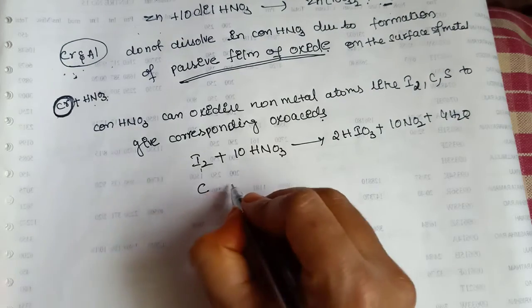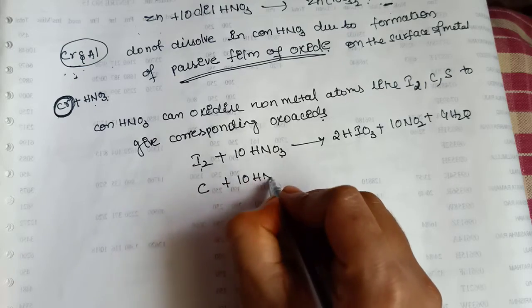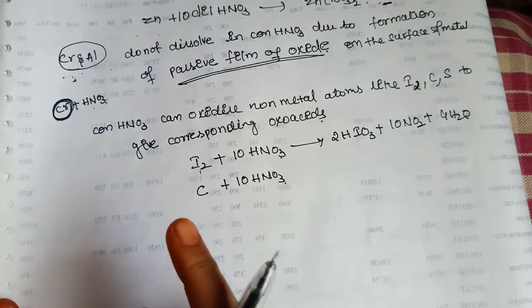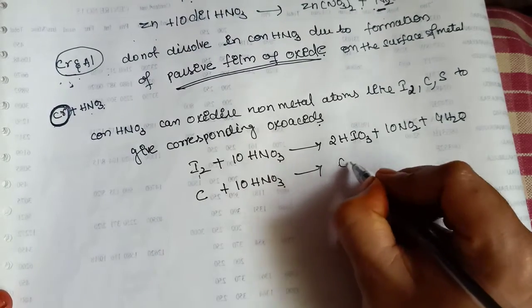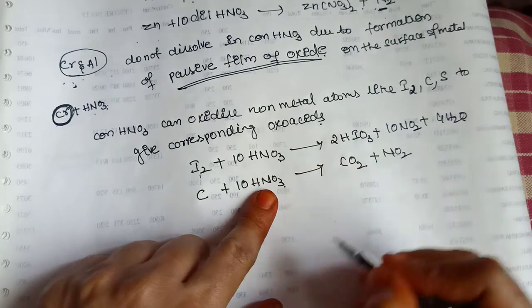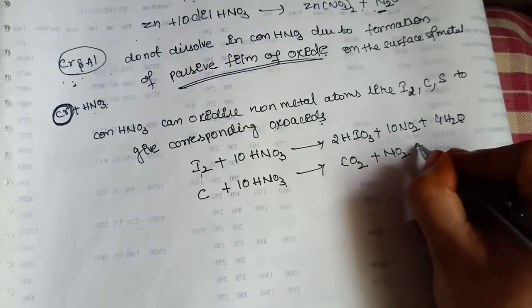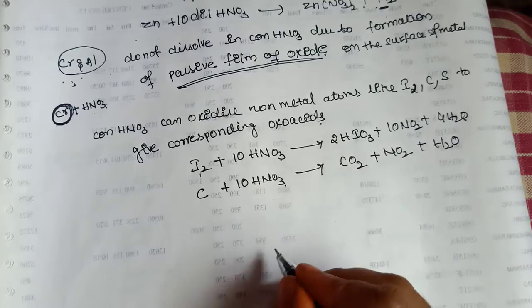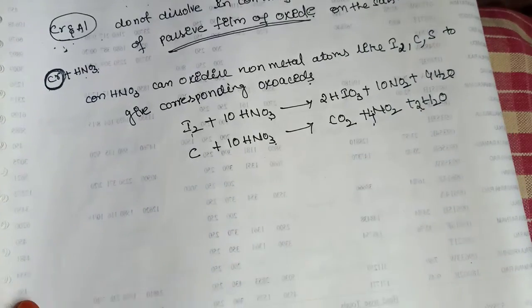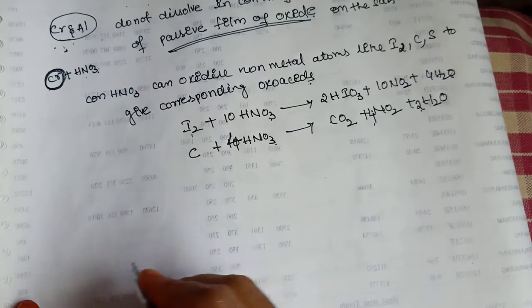Suppose carbon reacts with HNO3. The corresponding oxo acid is carbonic acid, but carbonic acid readily gives CO2. So C is converted into CO2, and from the nitric acid NO2 gas and water are released: 2H2O and 4NO2. So here 4 moles of HNO3 are used, not 10 moles.